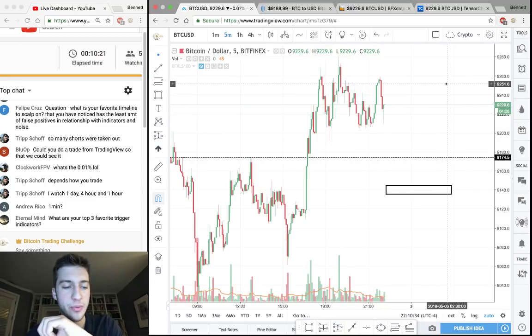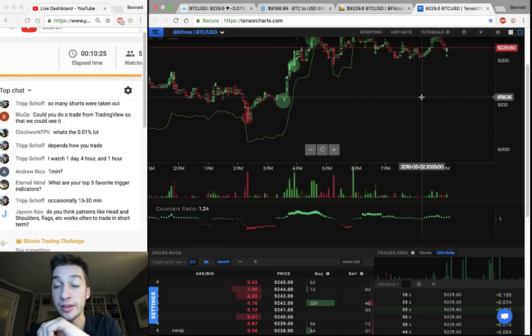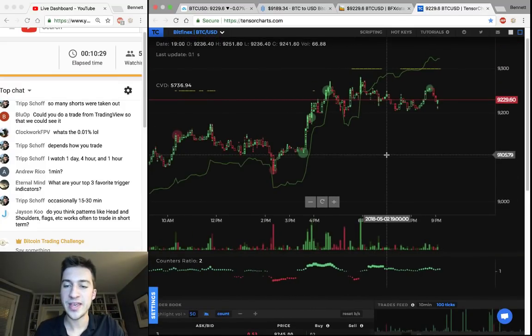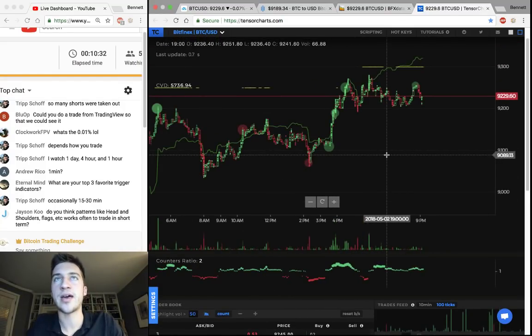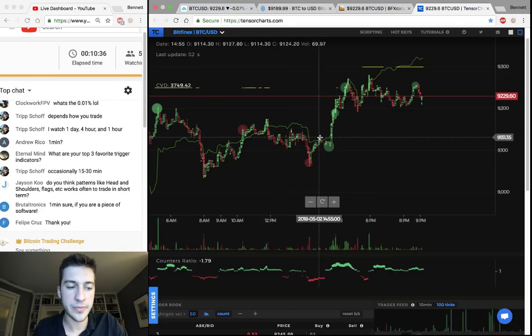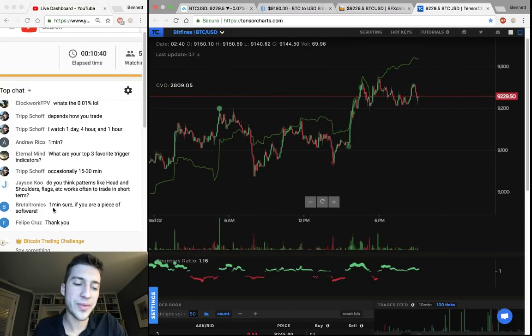Okay, before I answer that one from Eternal Mind, I want to talk about what a lot of people have asked about, this new update to TensorCharts.com, because this is pretty cool. And the two trades that I had success on today were because of this tool. So this green line right here is, yeah, well, 1 minute, I have to pitch in with this one.